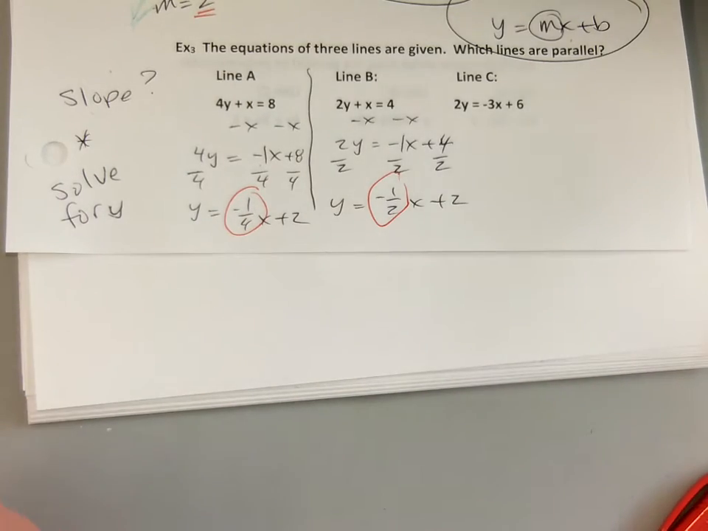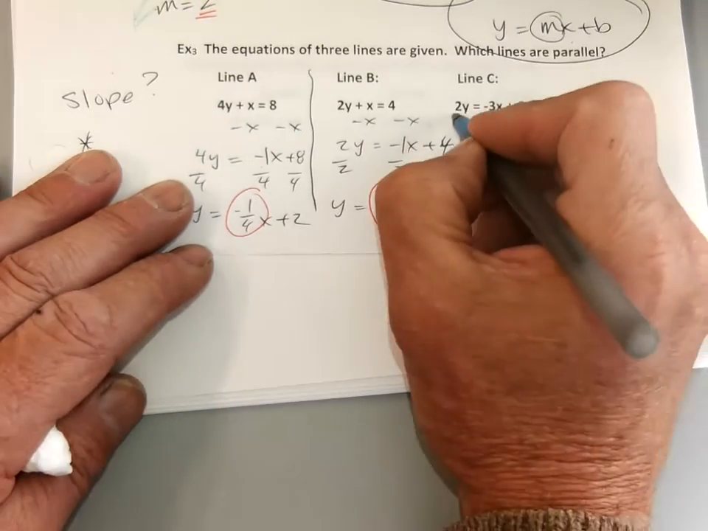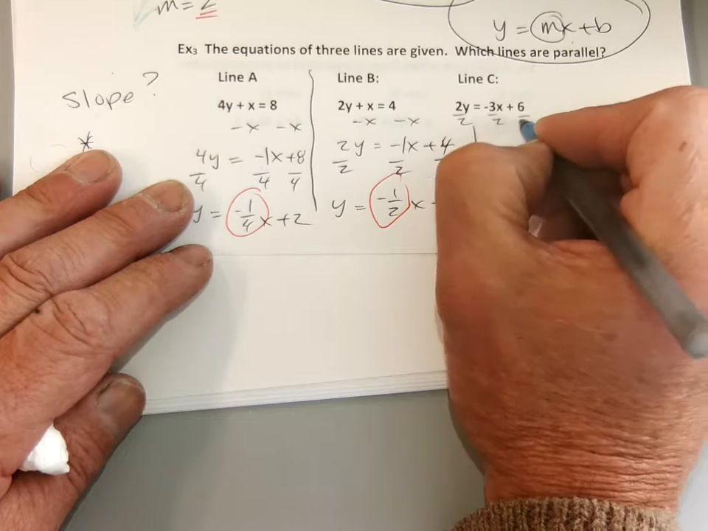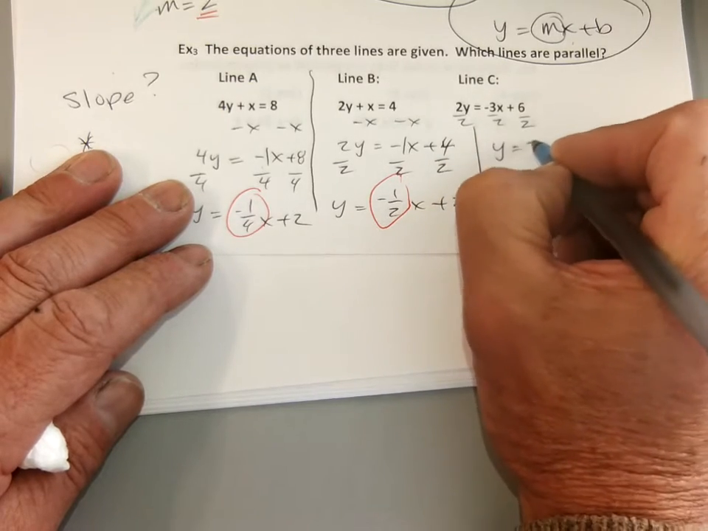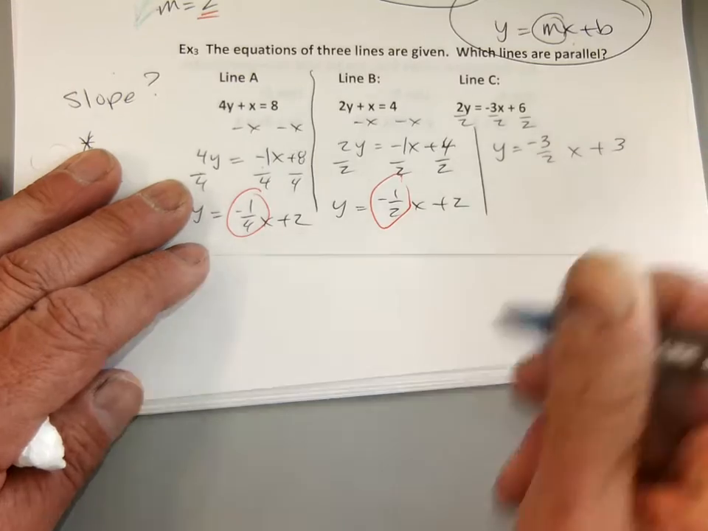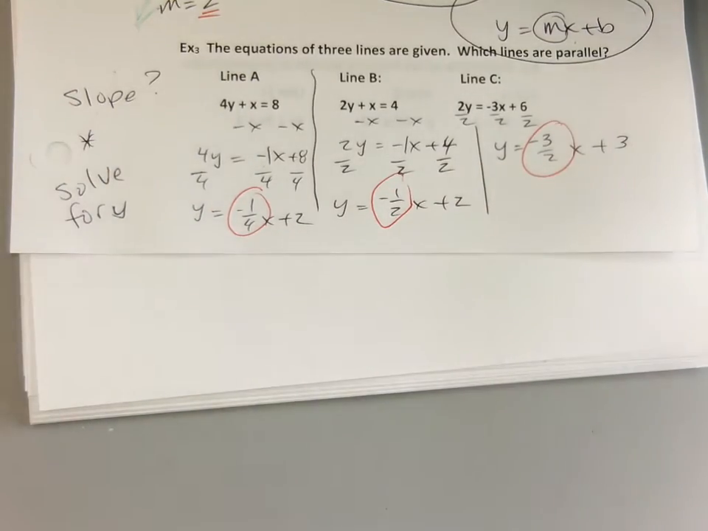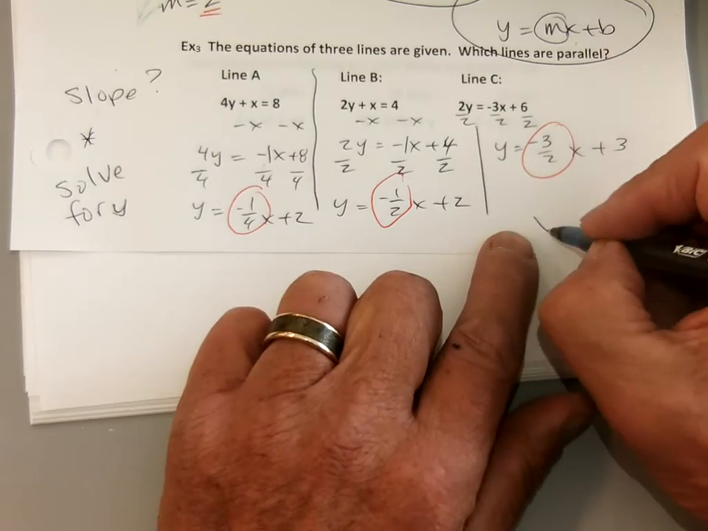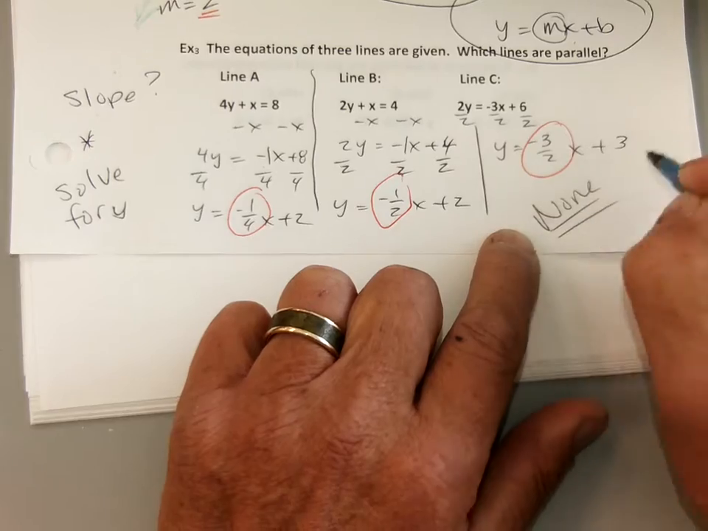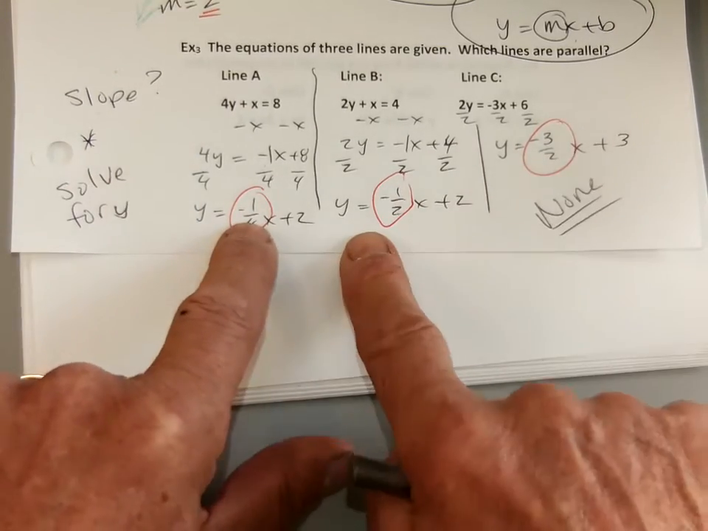Okay, let's check out line C. Okay. All right, so divide by 2, divide by 2, divide by 2. I have y equals negative 3/2 x plus 3. Whoa, wait a minute. None of these are parallel. Crazy. Well, which lines are parallel? None. None of these lines are parallel because the slopes are all different. We need the same slopes to have parallel lines.